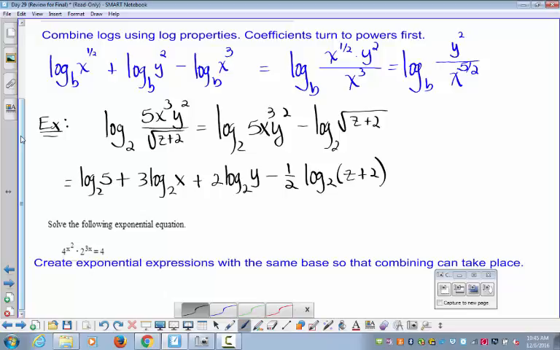Where did you get the 1/2? So the square root, that can be rewritten using a rational exponent. So the square root turns into a 1/2 power. So that's z plus 2 raised to the 1/2. And then the power rule would bring it down. So square roots turn into fractional exponents. Any other questions on it?